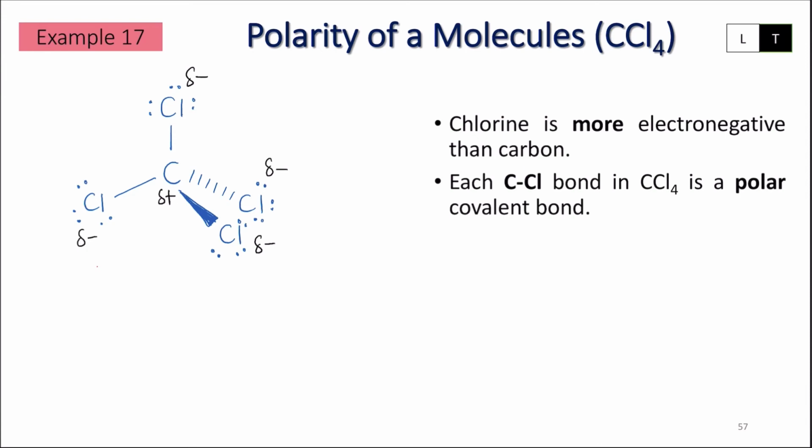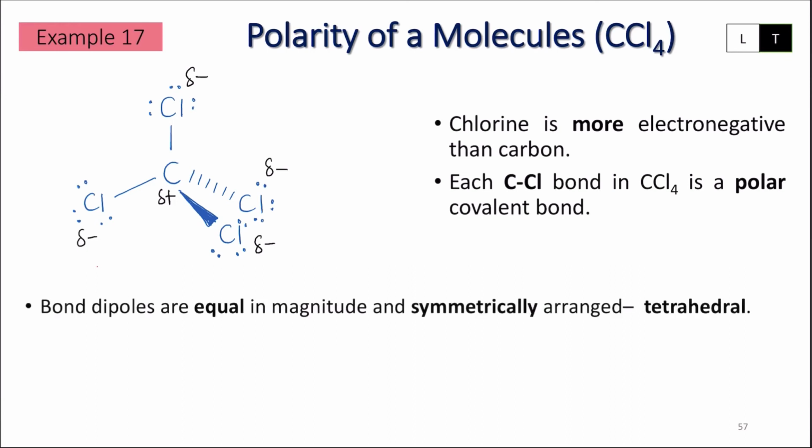And then, kita boleh lihat bond dipoles untuk each CCl bond are equal in magnitude dan symmetrically arranged dalam bentuk tetrahedral. So, tetrahedral dalam kes ini adalah basic shape. Hence, kita boleh lukis direction for dipole moment. Awak kena draw dipole moment direction for each bond.